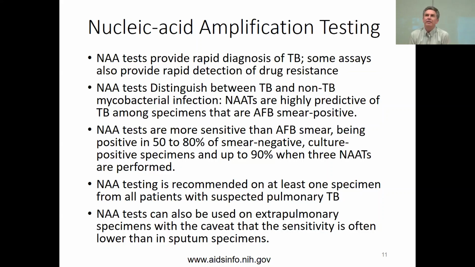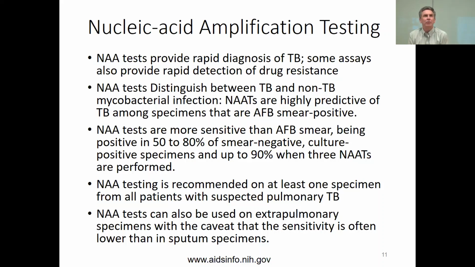Now, a more sensitive technique that's certainly gaining favor and is becoming more widespread is the use of what's called nucleic acid amplification testing for tuberculosis. This is a molecular test that looks for essentially mycobacterial DNA in the sample. And they have several advantages over smear and culture. They are more rapid, and they are more sensitive than smear. Not quite as sensitive as culture, but they can be quite sensitive when you perform multiple tests on the same specimen. And furthermore, they are able to quickly distinguish between TB versus non-TB mycobacterial infections.